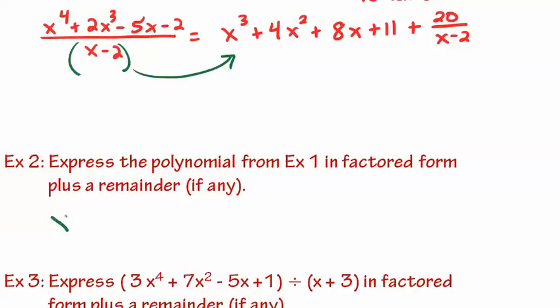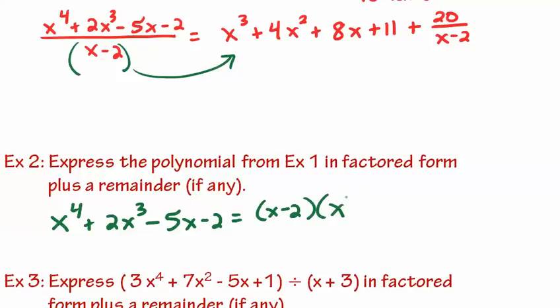So another way of writing that statement up above, and this is really just taking the previous answer, and we're moving this, so it is x minus 2 times x cubed plus 4x squared plus 8x plus 11. And then when we multiply this term by x minus 2, notice that the x minus 2 would cancel. So there's another way of writing exactly the same statement as we had in example 1. Let's do another practice problem.